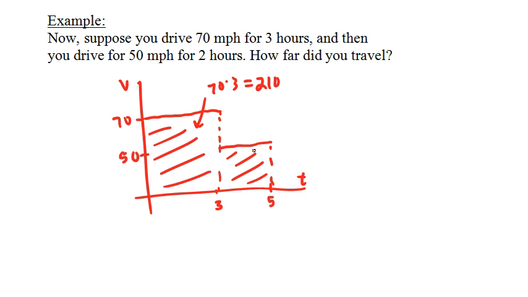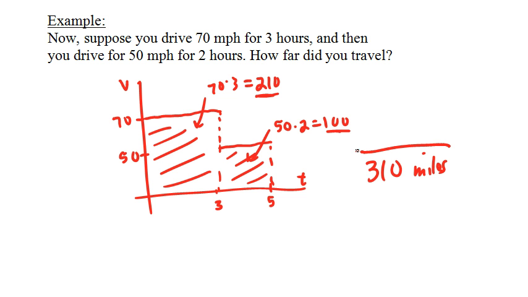Well, you traveled 50 miles an hour for 2 hours. Notice that the area here is 2 by 50, or 50 times 2, which gives you 100. So you traveled 210 miles in those first 3 hours, and you traveled 100 miles in those next 2 hours, so you traveled a total of 310 miles. And notice that's the area underneath the curve.